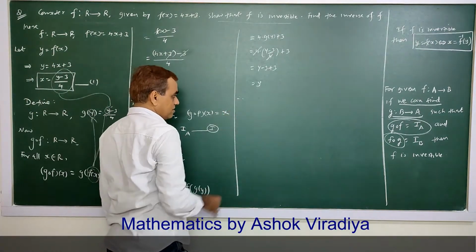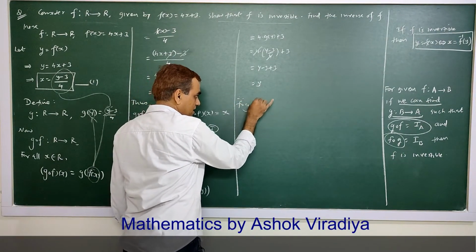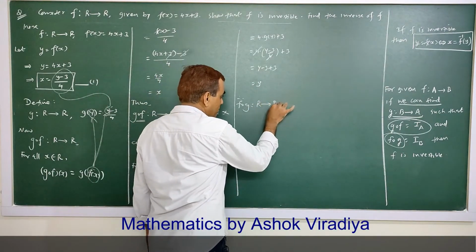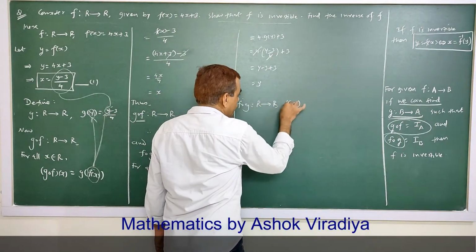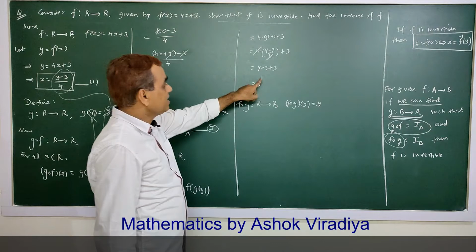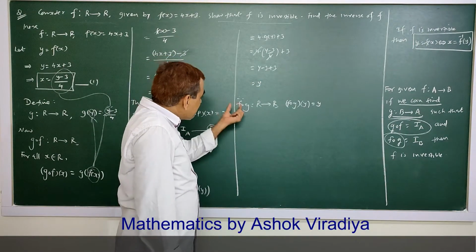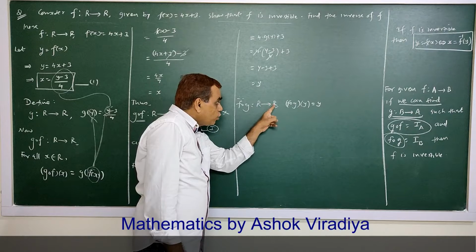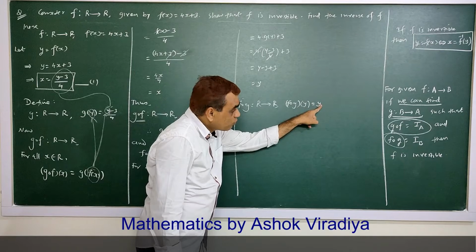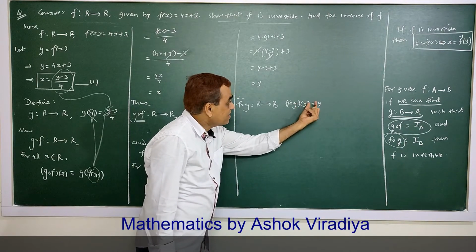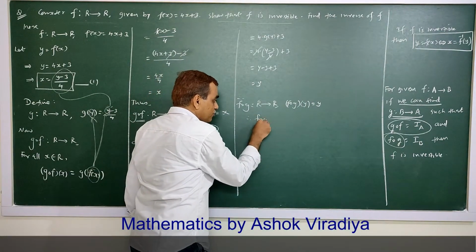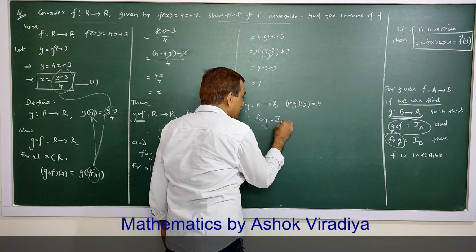Therefore fog will also be from R to R. Fog of y is equal to y. So this function also has the same domain and codomain, and whatever is input is the same as output. It keeps the element unchanged, so this is the identity function. Therefore this function is the identity function on R.